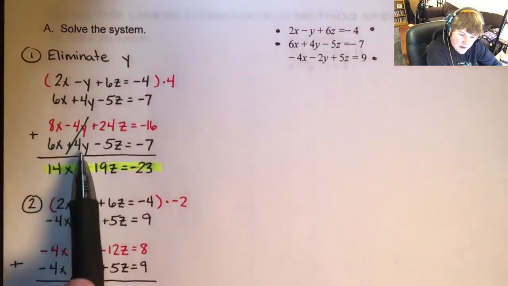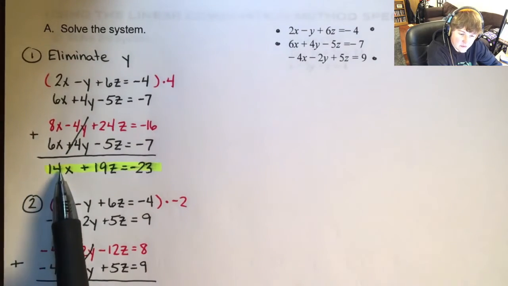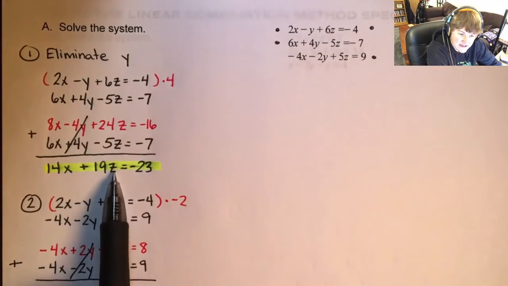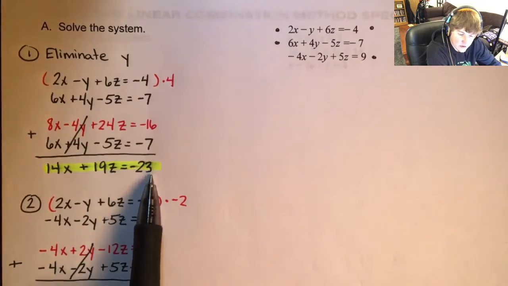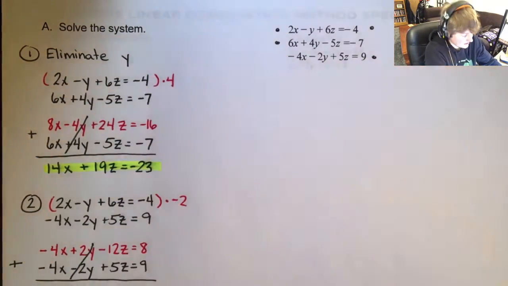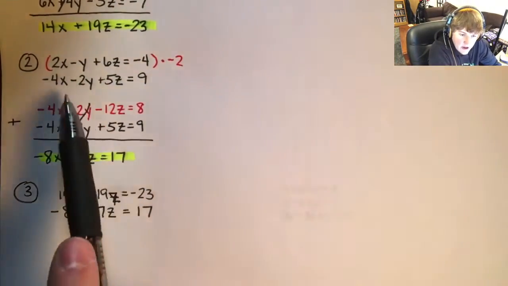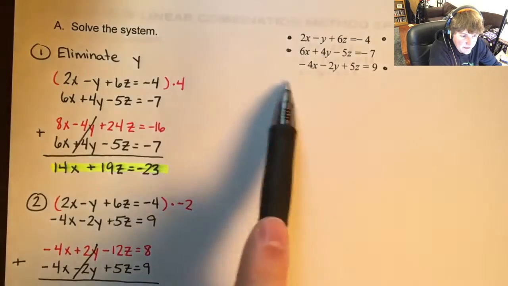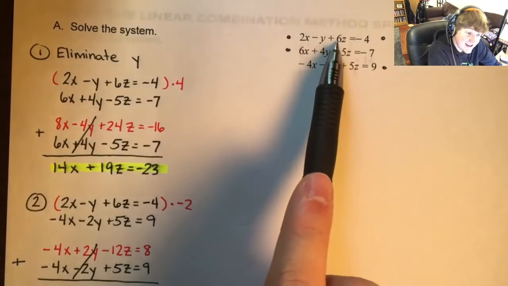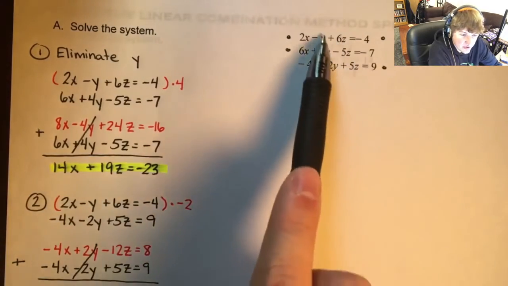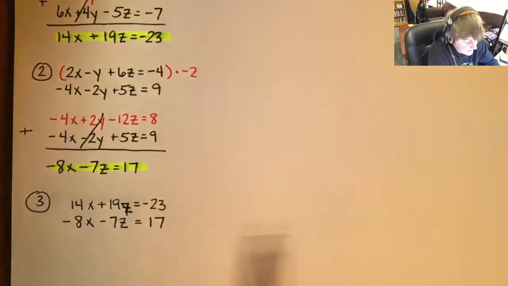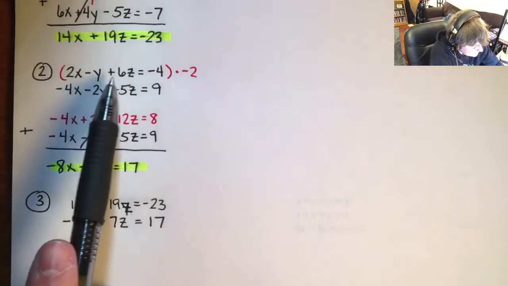Okay, I have opposites here, so I went ahead and added to get 14x, the y's cancel, 19z, negative 23. Highlighted, because I'm going to come back to that. All right, then, number 2. I picked, as you can see here, the top and the bottom one. Okay, so as you can see, it's not the same as the previous one where we used the middle one twice. It depends.